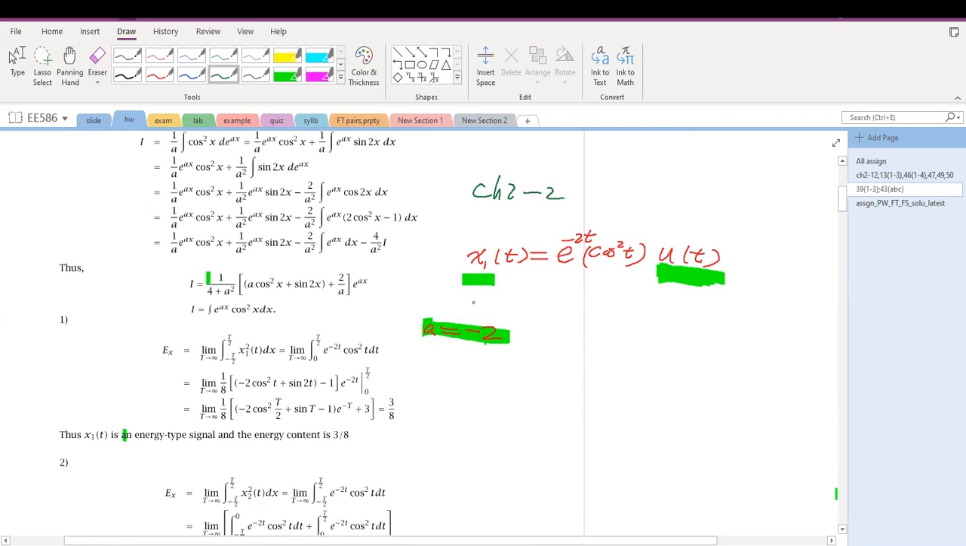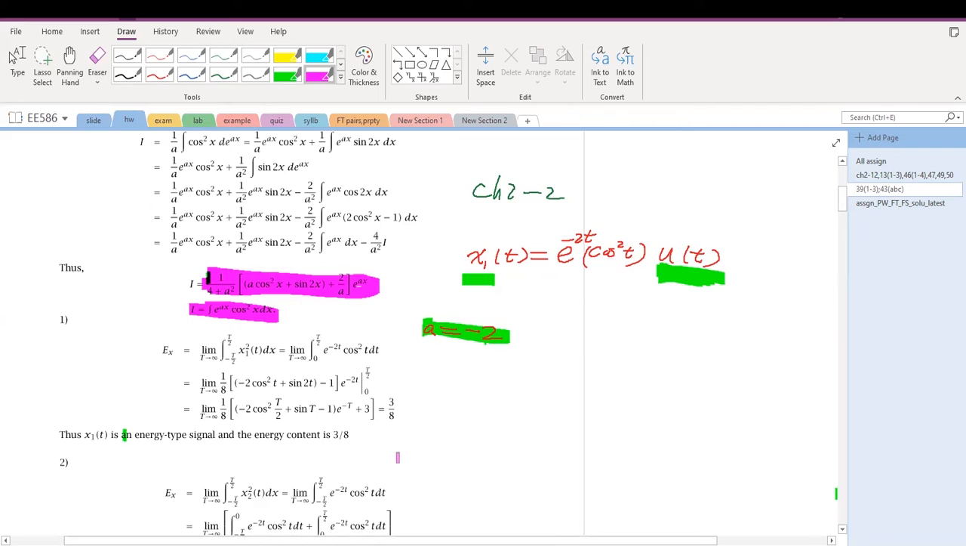In this case, we want to find the energy for x1(t) equals e to the power minus 2t cosine squared t, multiplied by u(t). We want to use this formula here: the integral of e to the power ax cosine squared x.